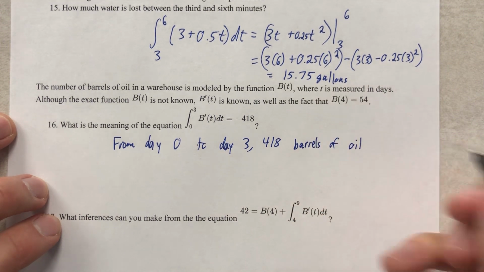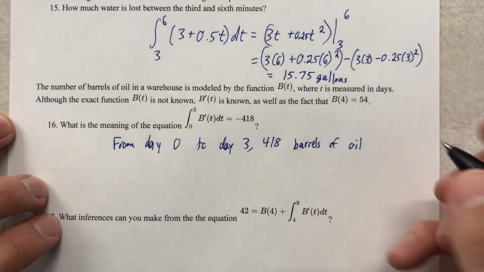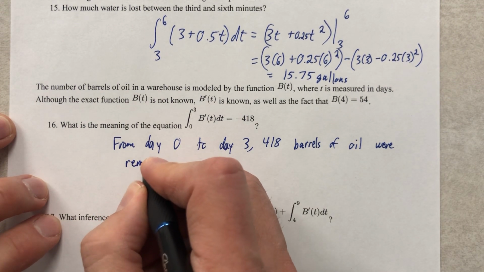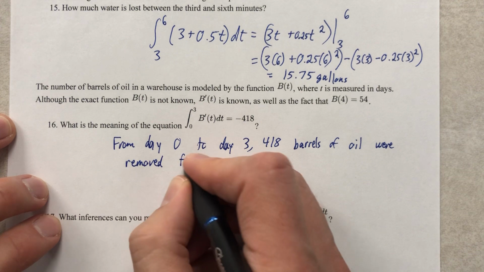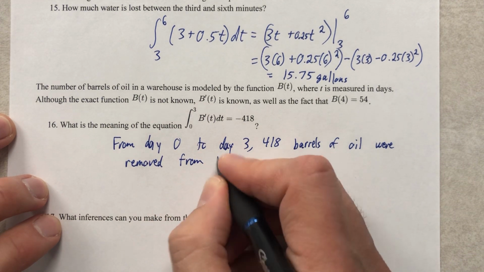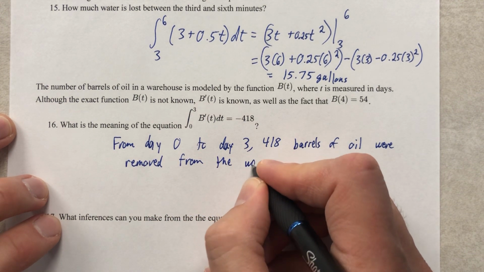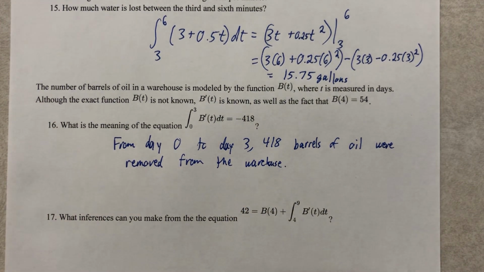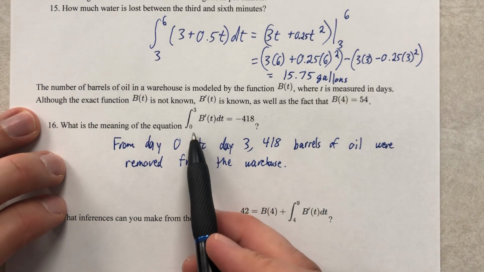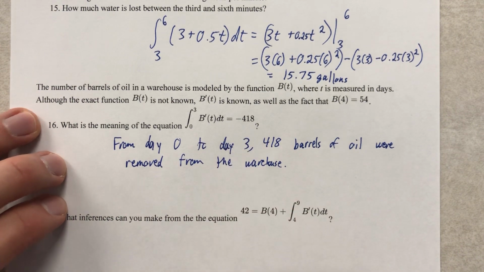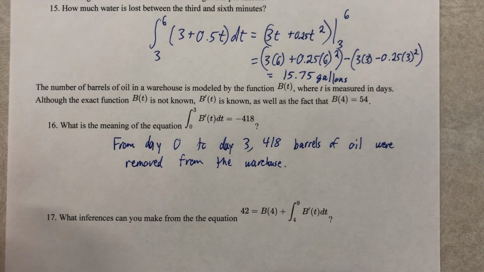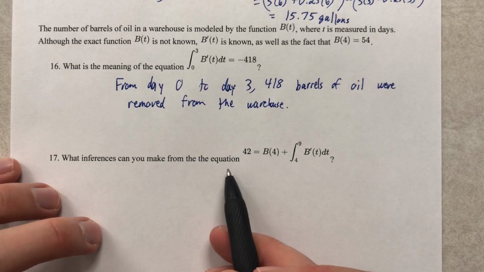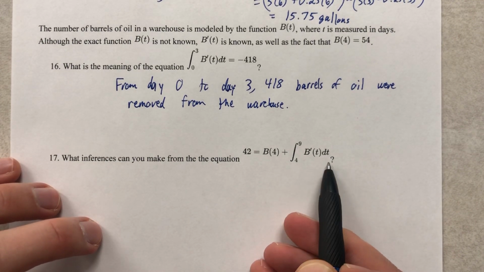Now you're probably thinking, it's negative. I know, we're working on that. Barrels were removed. That's why it's negative. That's why we have negative numbers. From the warehouse. Okay, we've put units in there. We've interpreted from day 0 to day 3. We lost 418 barrels of oil there. Good to know. What inferences can you make from this equation right here?